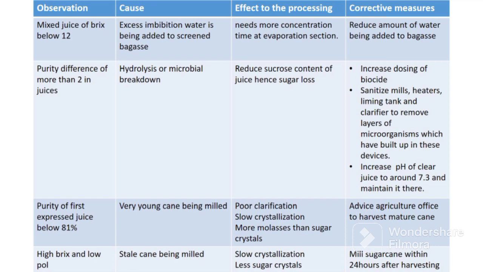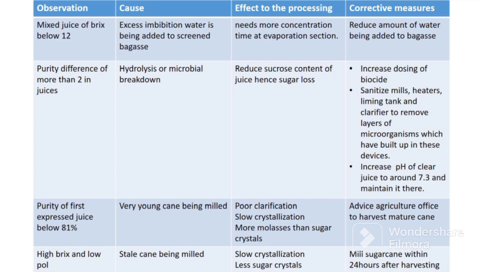So if there's more water in juice, the time needed to remove that water will be more. So the corrective measure for this deviation is to inform the mill in charge to reduce the amount of water being added to bagasse. As I told you, the recommended percentage of water to be added to bagasse is 30% of cane milled.